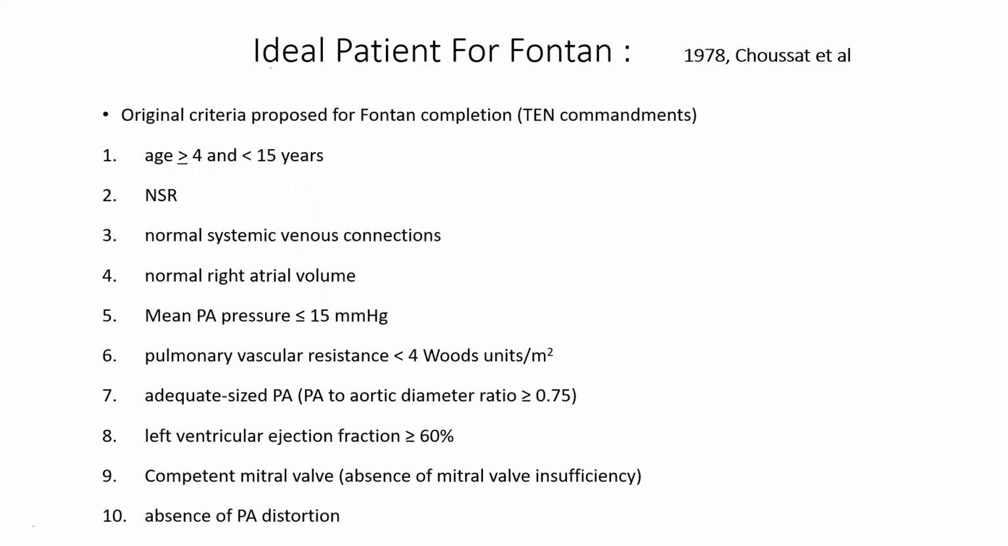Okay, so the 10 commandments. What are the ideal criteria for the Fontan patient? Age should be more than 4 and less than 15. Should be normal sinus rhythm, normal systemic venous connection, normal right atrial volume, mean PA pressure less than 15, pulmonary vascular resistance less than 4, adequate size PA compared to the aortic size, more than 0.75, LVEF more than 60%, competent mitral valve, no AVVR, and absence of any PA distortion because of any previous surgeries.